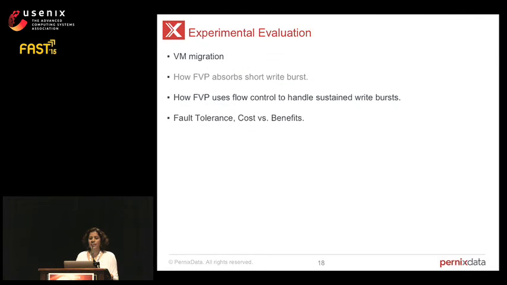So I'll discuss some experimental evaluation. I'll talk about how VM migration is instrumented, how flow control is triggered. We'll talk about fault tolerance, the cost versus benefits. I will not be discussing right now how FVP absorbs short write bursts, but the details are in our paper.